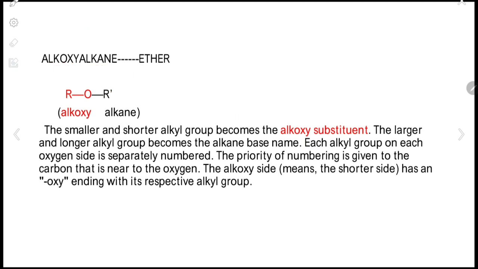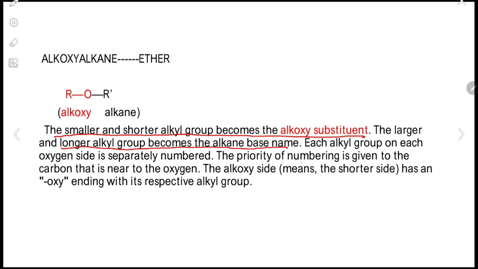So let us read it out. This is R dash O. O is standing for oxygen and R is standing for alkyl group and R dash is standing for alkane here. So coming to this, the smaller and the shorter alkyl group becomes the alkoxy substituent. The larger and the longer alkyl group becomes the alkane base name.